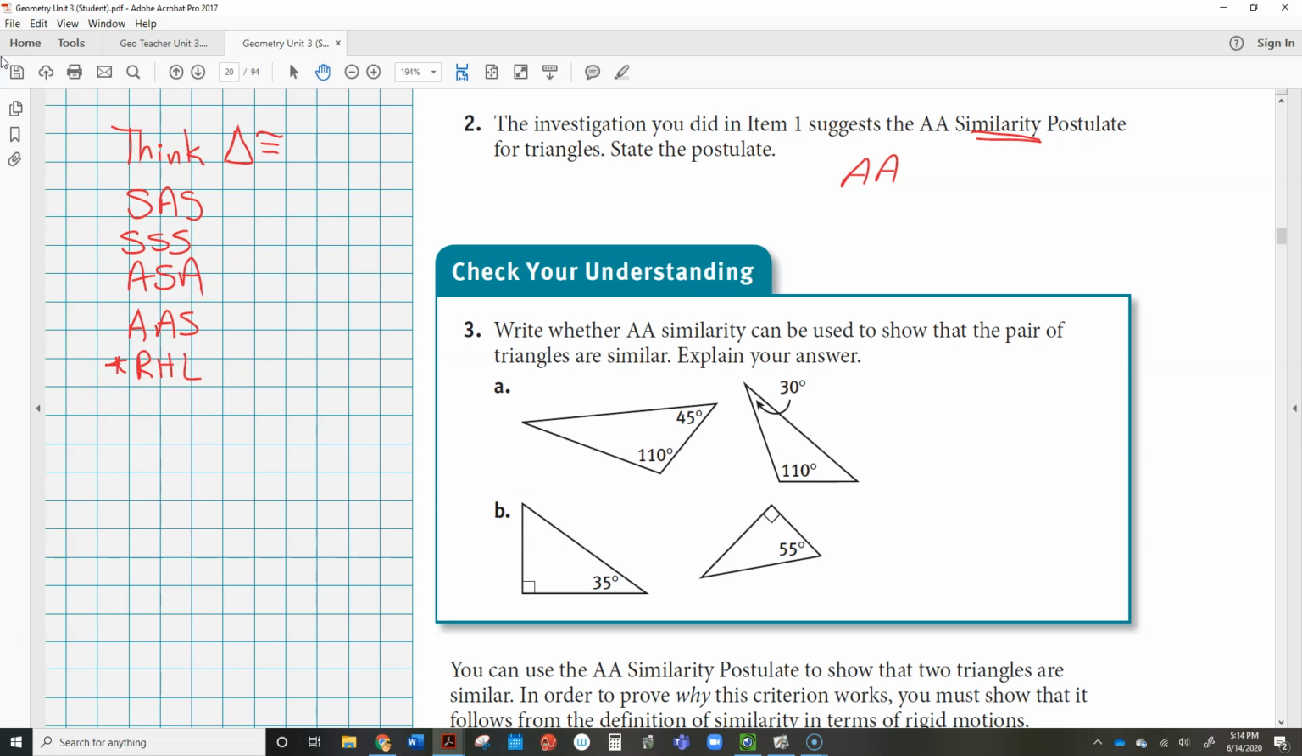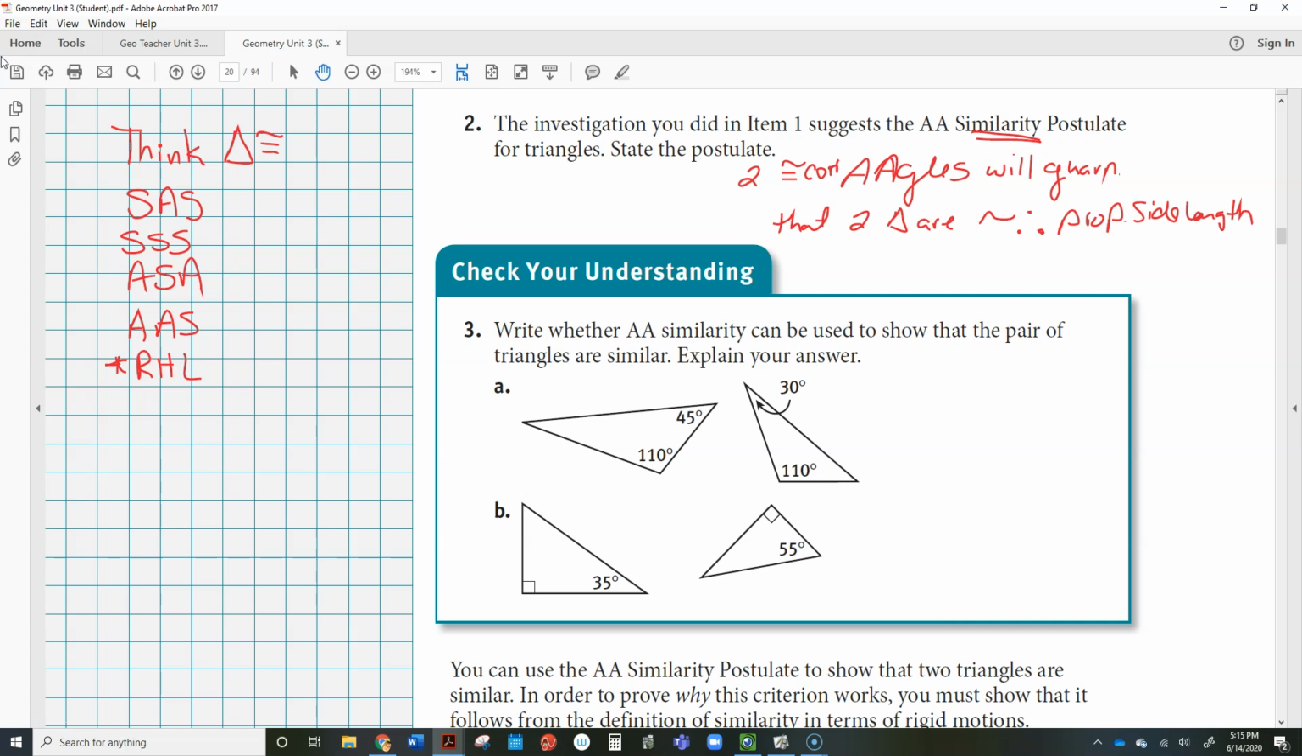So two congruent corresponding angles will guarantee that two triangles are similar. And what similar means is that, therefore, they have proportional sides. So that's what we've learned right here.